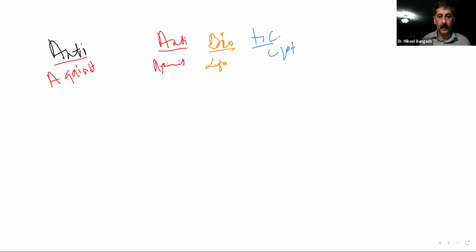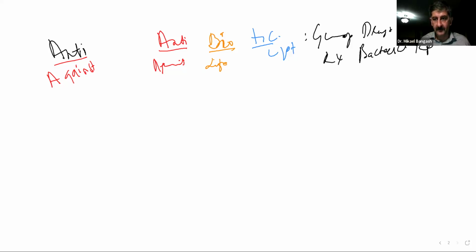Although literally the word means anything which is against living organisms or life, please keep in mind that nowadays the word antibiotic is used for a group of drugs used to treat bacterial infections.